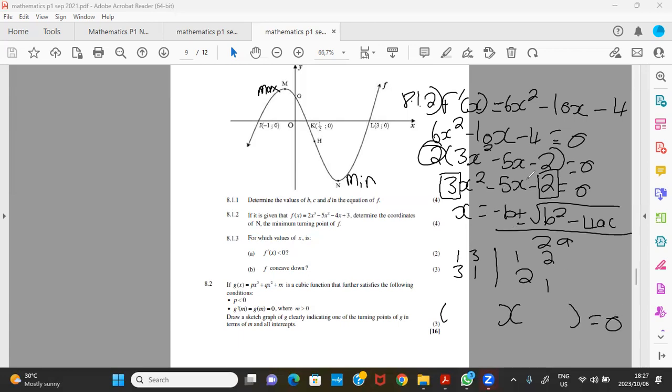Equate to 0, so I'm subtracting. When I cross multiply these factors, I must subtract them and I must get a value of 5. So, 3 times 1, that's 3, minus 1 times 2, that's 2. So 3 minus 2 gives me 1. I'm not getting my 5, so this doesn't work. So I go to the other one.